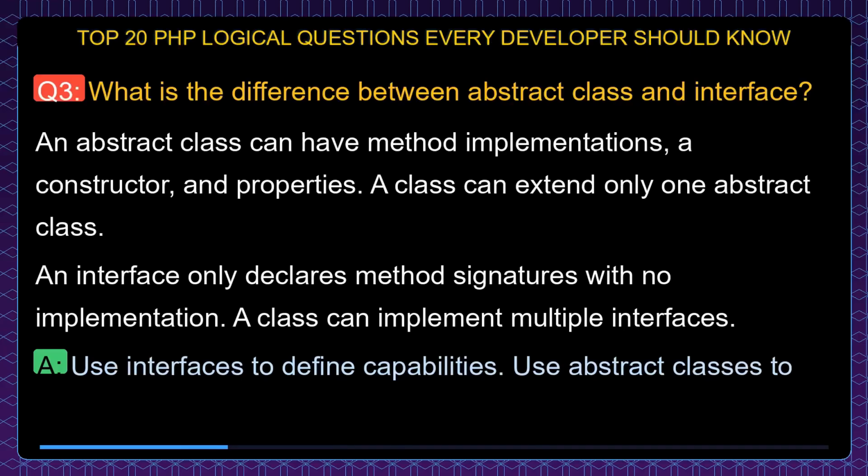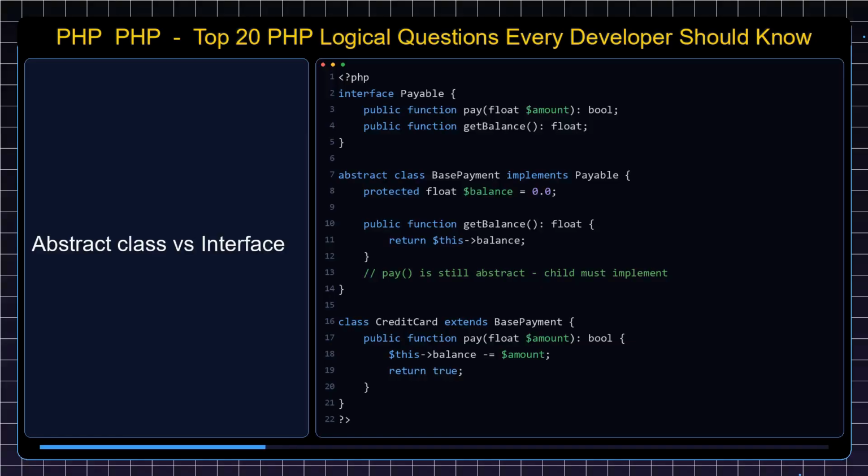Q3. What is the difference between abstract class and interface? An abstract class can have method implementations, a constructor, and properties. A class can extend only one abstract class. An interface only declares method signatures with no implementation. A class can implement multiple interfaces. A. Use interfaces to define capabilities. Use abstract classes to share base logic between related classes. Abstract class vs interface.